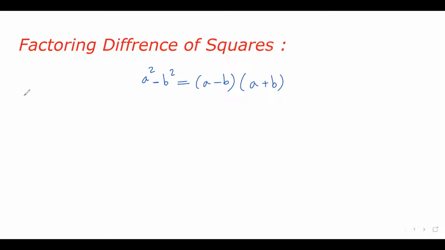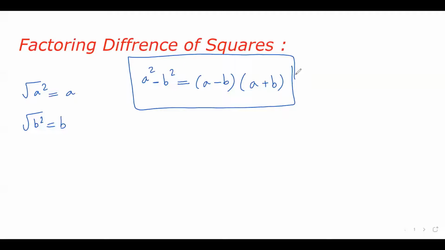So if I square root a square, I'll get a. If I square root b square, that gives me b. So difference of a square is basically a rule or an identity which says a perfect square minus another perfect square equals the square root of the first one minus the square root of the second one times the square root of the first one plus the square root of the second one. So a square minus b square equals a minus b times a plus b. This is the difference of a square rule or identity which you need to know.